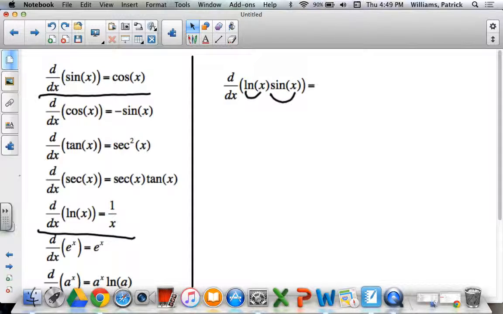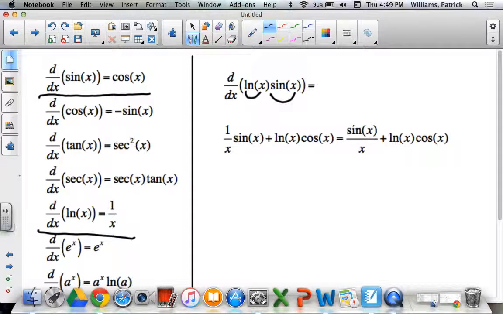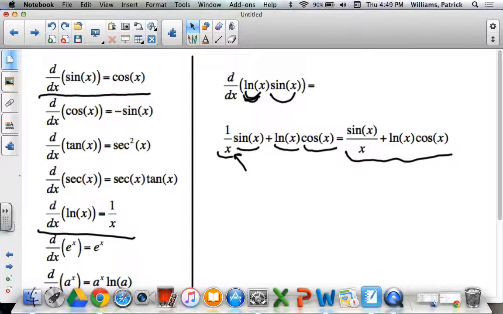Alright, so if you guys give this one a shot, we should get a solution that looks like this. This first term is the derivative of natural log of x times the second, we're using the product rule. Then the first times the derivative of the second, the derivative of sine is cosine. So if you wanted to just simplify this in a minor way, you could get this thing right here. We're just bringing that 1 over x and multiplying it by the sine of x. But other than that, that would be the most simplified form. Okay, so let's try another one.